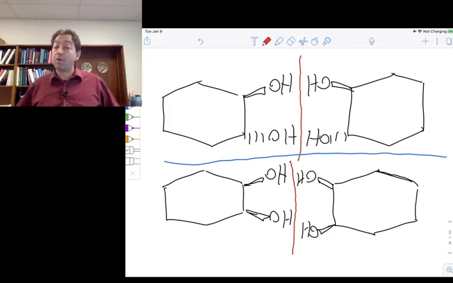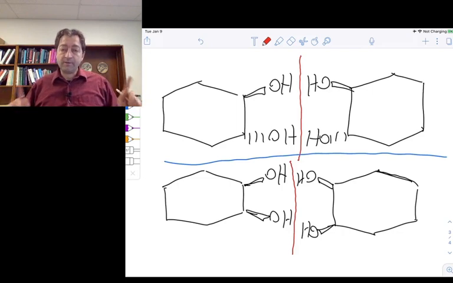These are not chiral objects. Any object that has a superimposable mirror image is not a chiral object. So these molecules are not chiral. They don't display any of the things that we would associate with chirality, which we'll talk about in another video. So these are achiral molecules, even though they've got stereogenic centers, right?